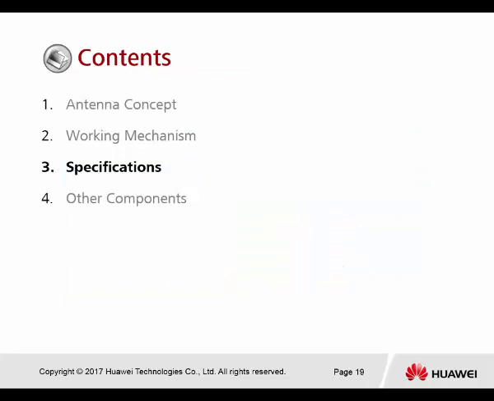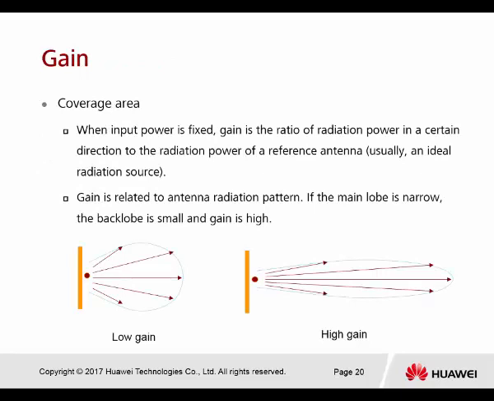Number 3, specification. The gain, coverage area. When input power is fixed, gain is the ratio of radiation power in a certain direction to the radiation power of the reference antenna, usually an ideal radiation source. Right here you can see the picture showing the low gain and the high gain. When you are purchasing antennas, the gain shown is usually below 10, maybe 3 dBi or 5 dBi. So don't worry about the gain problem.